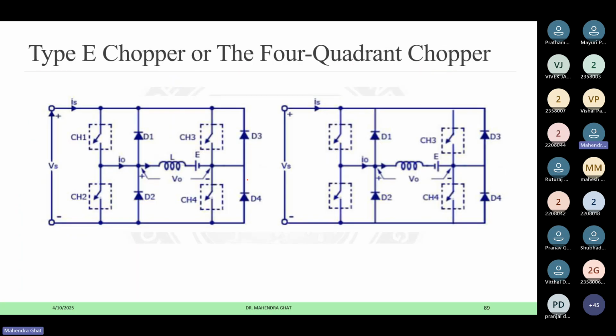And the last one is the type E. In type E we will have the four quadrant operation. Means it can operate in all the quadrants. So you will get the output voltage positive as well as negative, as well as the output current positive as well as negative. So all four quadrant operation you will get with this type.